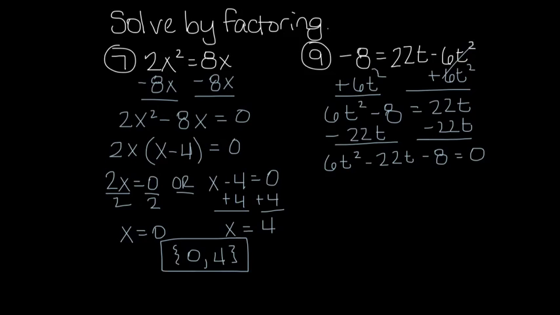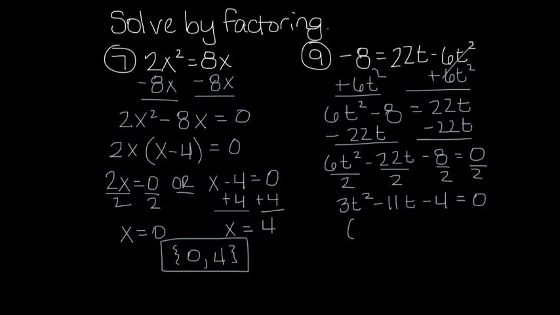One way to approach this problem would be to notice that every one of my terms in this problem, the 6t squared, the minus 22t, the 8, and the 0, are all divisible by 2. So to make my numbers a little bit easier to work with, what I can do is go through and divide every term by 2. Doing this leaves me with 3t squared minus 11t minus 4 equals 0. This isn't a necessary step, but it definitely makes your numbers a little bit easier to work with.